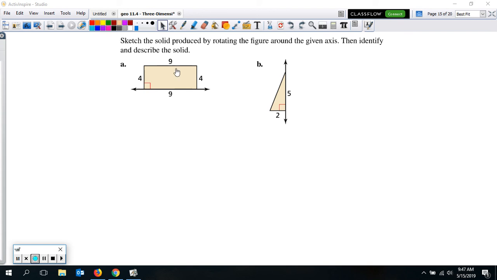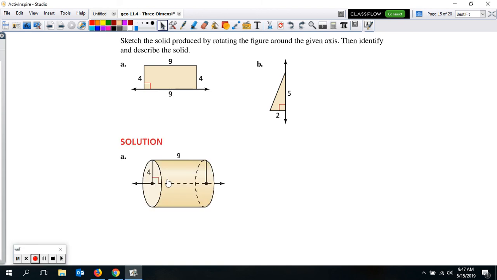So we have a rectangle here, and here's a line we're going to be seeing. This is our axis, and we're going to just kind of spin this. If you can think of rotating this around, spinning this shape around it, what kind of shape would that give us? And that's going to give us a cylinder. So if I spin it around, it's going to create a circle going this way, where this would be a radius of 4. The height of this cylinder would be 9 going around.